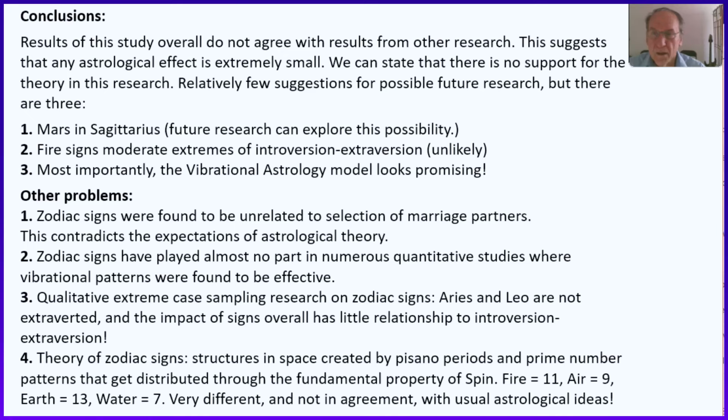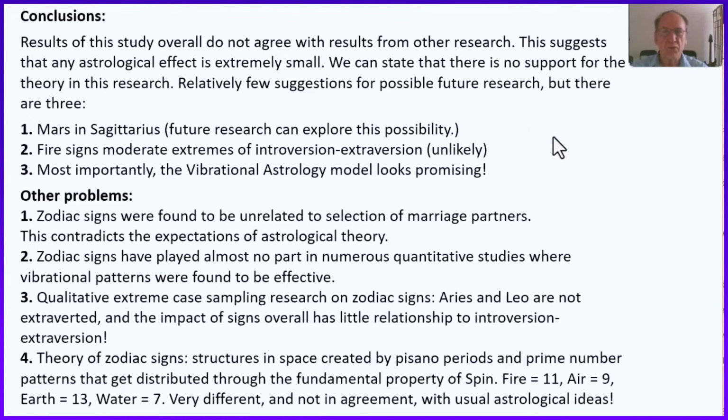Perhaps, number one, Mars in Sagittarius is possibly extroverted. It's a little bit of a wild guess, but some slight indications that could be researched. Number two, fire signs maybe keep you from becoming highly introverted or extroverted. I think that's unlikely, because Robert's research found that they're introverted, not avoiding extremes. So if we really try to find anything meaningful in the data, this is what we could make a wild guess of, but there's really almost no support for this.